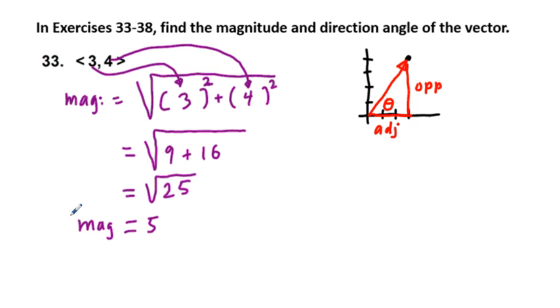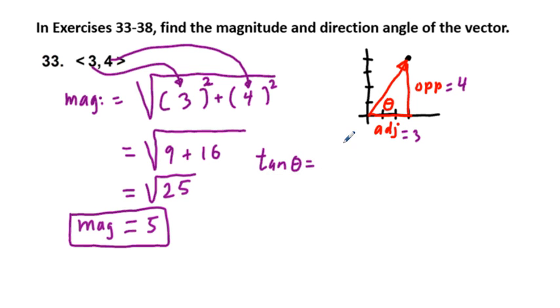And if we were thinking much, we could have figured out that this is a 3, 4, 5 right triangle, because our opposite side is 4, our adjacent side is 3, so our hypotenuse will have to be 5. Now for direction, the sides we have are opposite and adjacent, the initial sides, so we know that the tangent of, we'll call theta, equals opposite over adjacent, which is going to be 4 over 3.